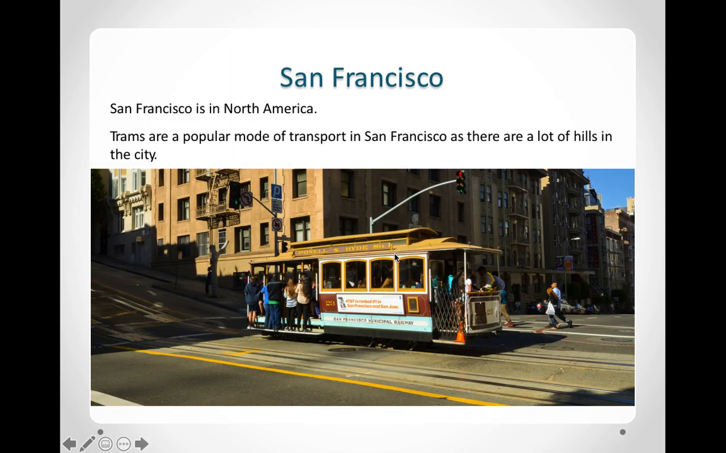Now San Francisco is in North America. Trams are a popular mode of transport in San Francisco, as there are a lot of hills in the city. So because there are a lot of hills that go around the city, they use trams. Now a tram looks similar to something else. That's right, it looks like a train. Amazing work. Now this is a tram. It is smaller than a train and people can stand on it and it's easy to go up the hills.